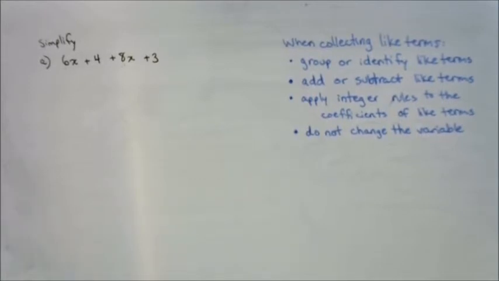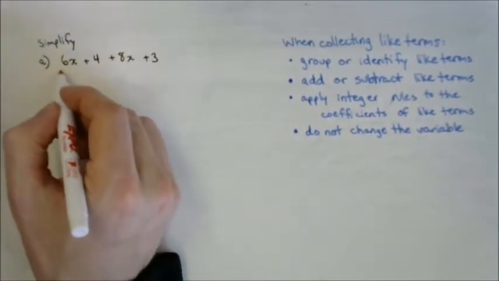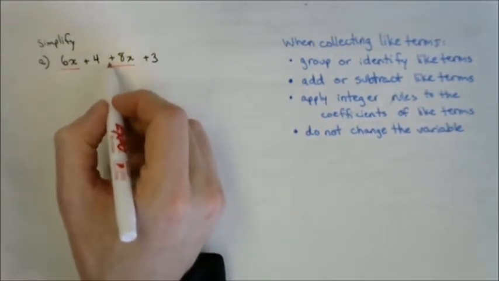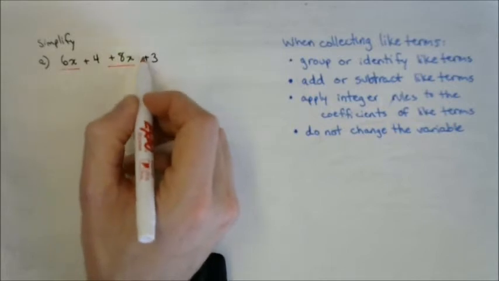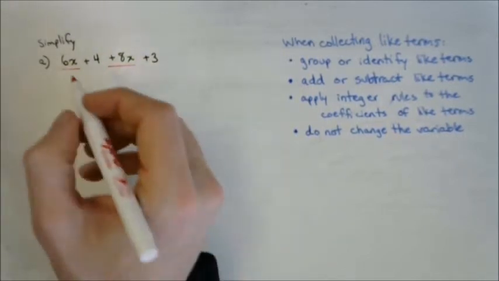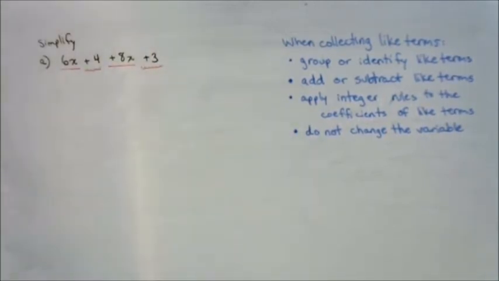Okay? So here we go. Step 1, group or identify like terms. What are the like terms? So we have 6x and 8x. Again, I'm just going to choose a straight line for them, and I'm going to keep this addition sign with the 8x. It's positive 8x. Any other like terms? 4 and 3. The constants. I'm going to pick a new type of line for them.